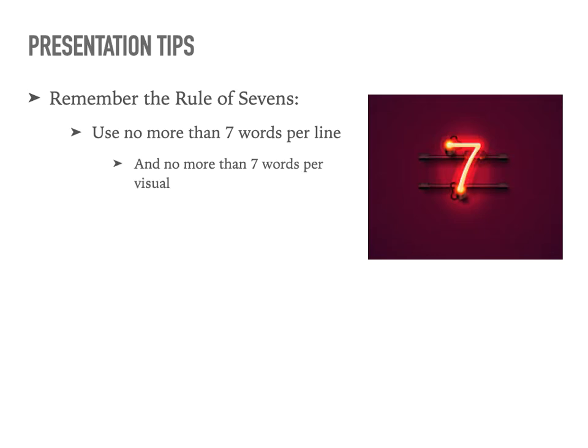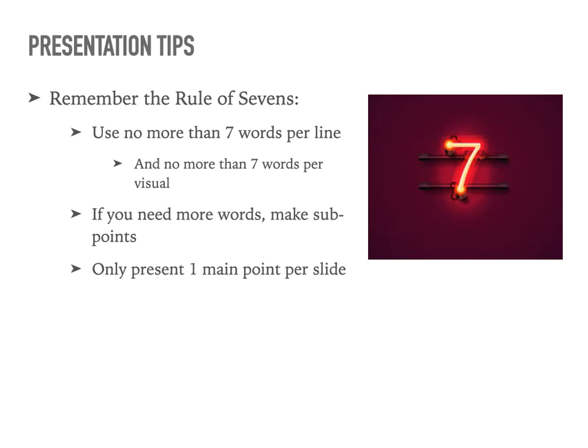No more than 7 words per visual. So if you have a slide that is all visual and you want to provide some kind of caption or context, again, no more than 7 words to explain each visual. If you need more than 7 words on a line, make subpoints. Only present one main point per slide. So again, 7 lines, 7 words, 1 point per slide. If you do have 1 point per slide, make sure also that you only have a maximum of 6 subpoints. Again, 7 lines per slide.